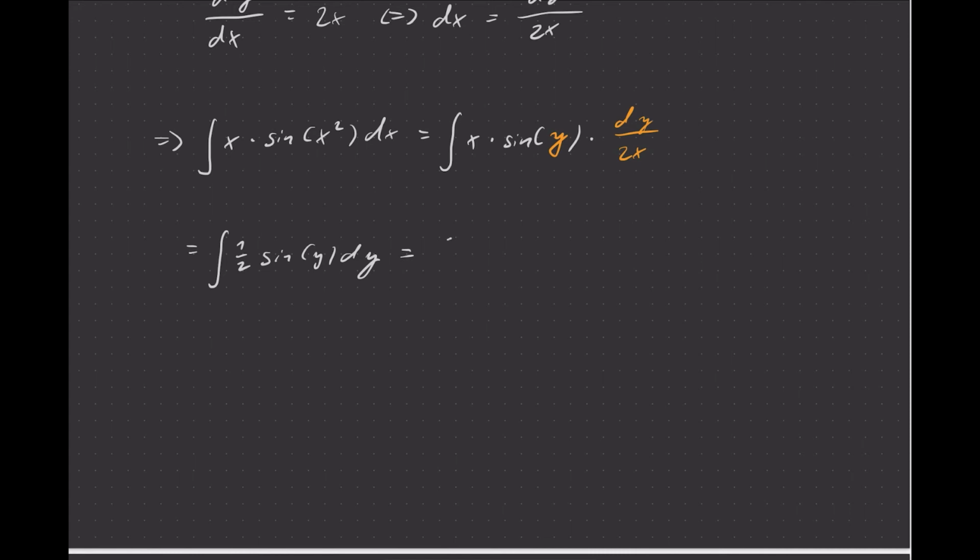So we take out the 1 over 2. Integrating the sine amounts to the negative cosine. So we have minus cosine of y, plus, of course, a constant. And now we revert the substitution once again, and we get minus 1 over 2 cosine of, and remember y is x squared, so we get x squared here. And finally, that yields the correct antiderivative, the correct indefinite integral. So this is how you apply the rule of substitution.